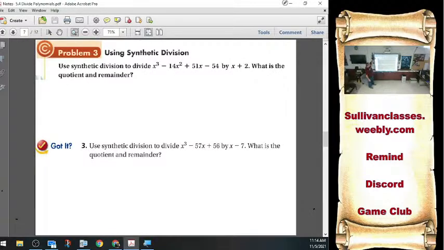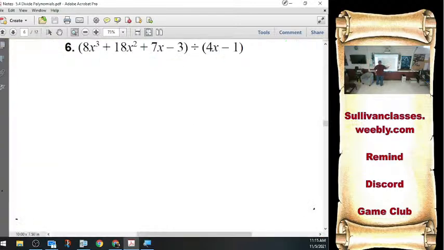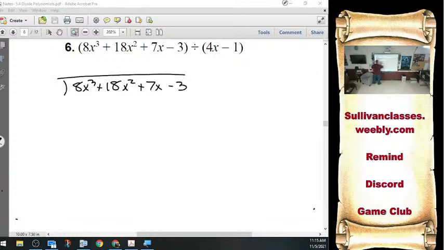Now I want to back up right before problem 3. We did this one, correct? We had 8x to the third, 18x squared plus 7x minus 3, divided by 4x minus 1, 2x squared, right?